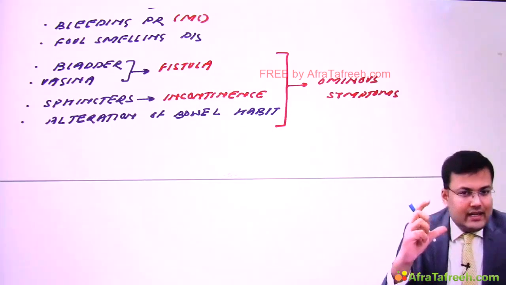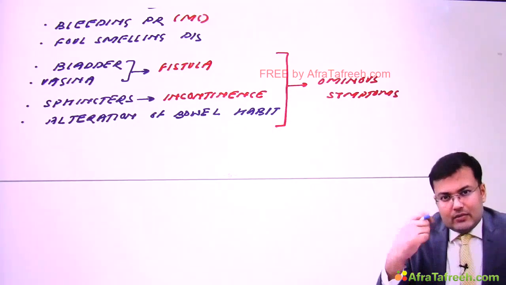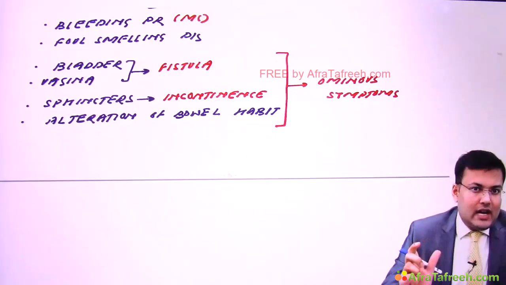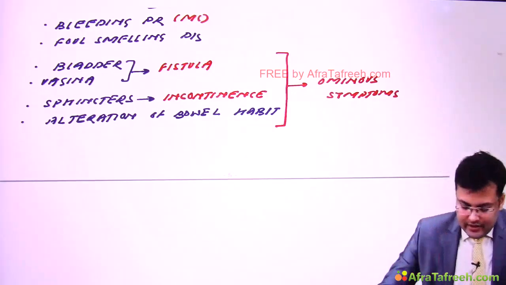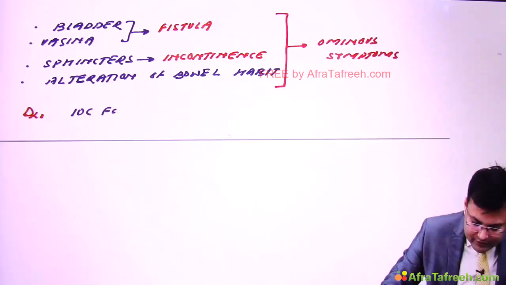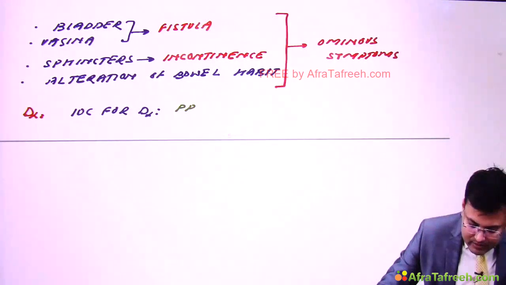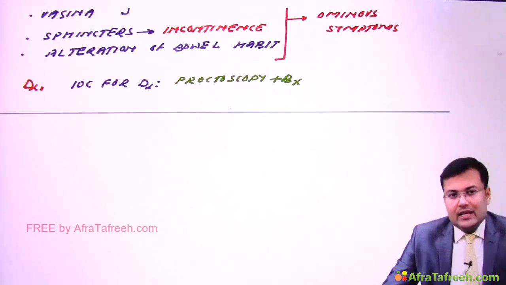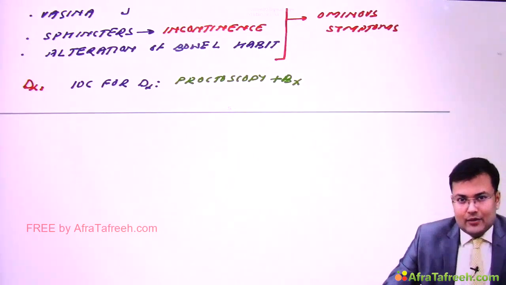Length of anal canal is 3 centimeter. So which instrument is sufficient to visualize the anal canal? Proctoscope. We visualize the anal canal and take the biopsy. So how are we going to make the diagnosis? The investigation of choice for diagnosis is proctoscopy plus biopsy.